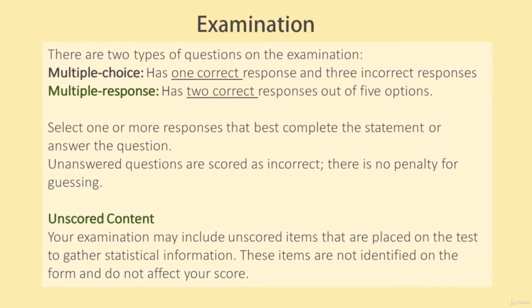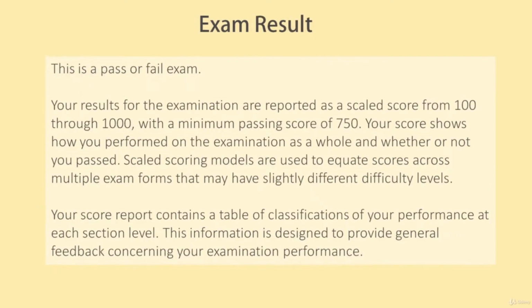The examination would consist of two sections, multiple choice questions and multiple response options. In the multiple choice, you have only one correct response out of four options. And in multiple response options, you have two correct responses out of five options. So we have to select, and there is no penalty for guessing. We have different unscored content as well. It is similar to the cloud practitioner exam, with a difference that the minimum passing score is 750 or 75%, which may change over time as per the criteria decided by Amazon.